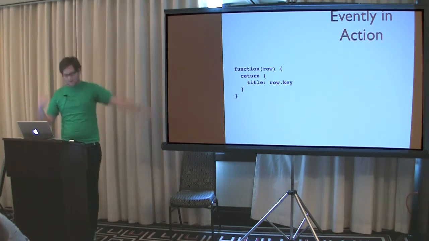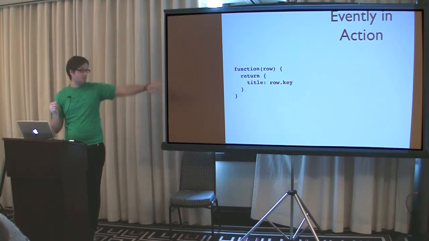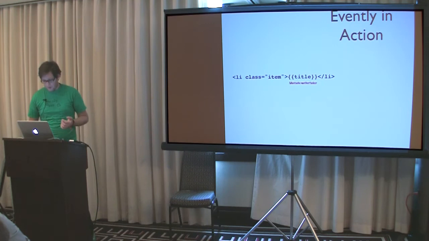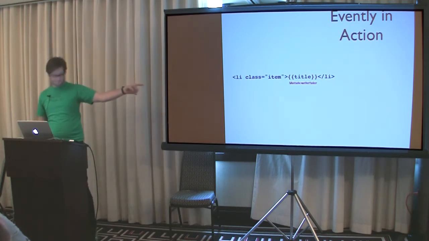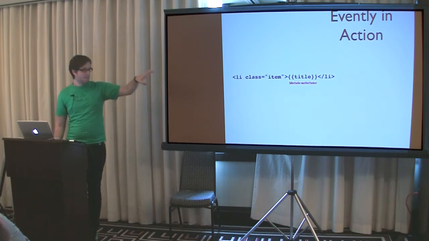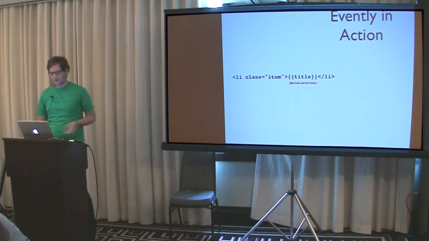So all this does is it gets a result row. We already know it has a title in there, which is the key of the row. And we've got to return another object that we can hand into Mustache. Then there's a fragment that we also feed into Mustache that does the munging of putting the actual data in.